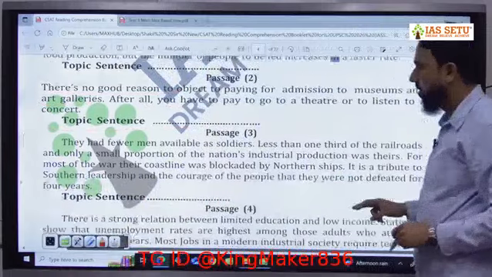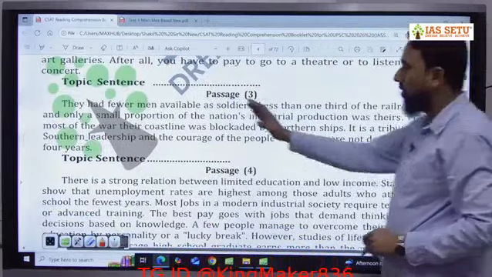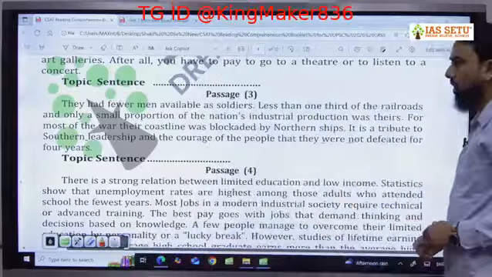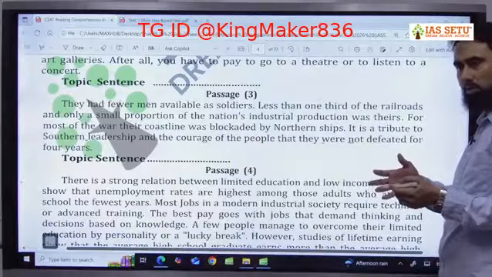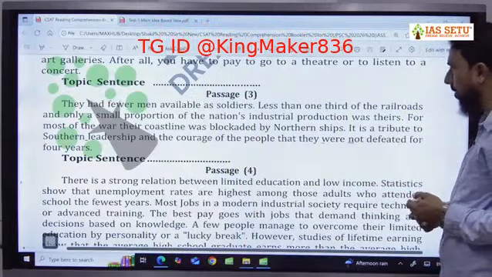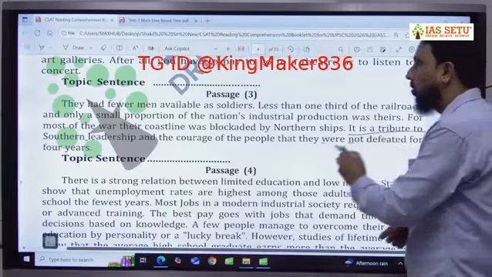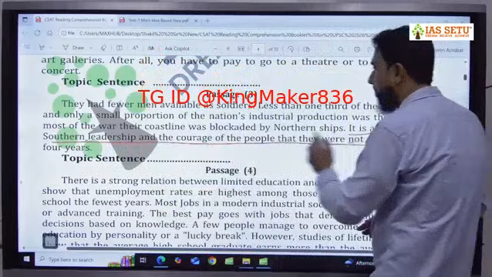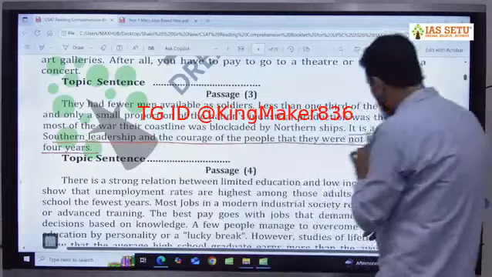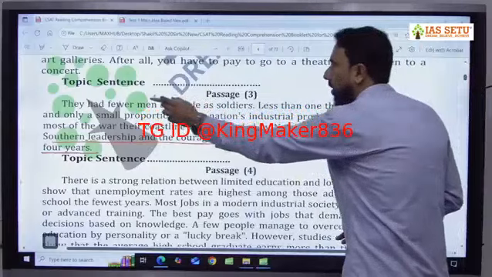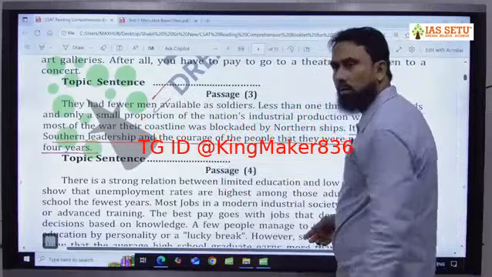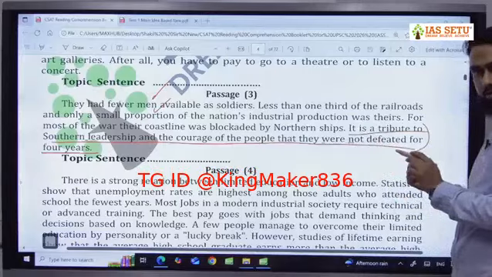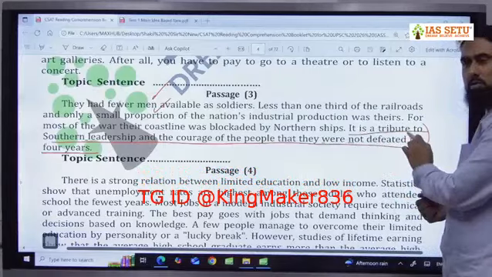Third one, here in the beginning, the author has gone into some details without giving anything in a substantial form to establish what he wants to convey. But in the last part, he concludes. So it's a tribute to Southern leadership and the courage of the people that they were not defeated for 4 years. He wants to say that in spite of all this helplessness, resourcelessness, yet they held their courage. The last sentence is the topic sentence.